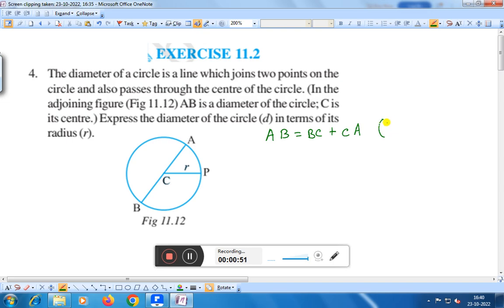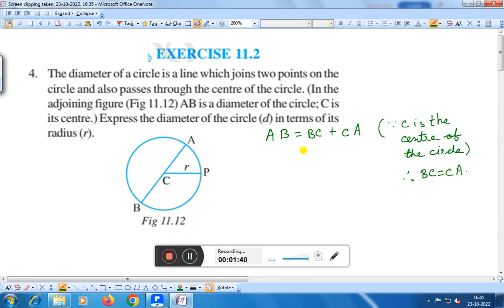Now, since C is the center of the circle, therefore we can say that BC is equal to CA.